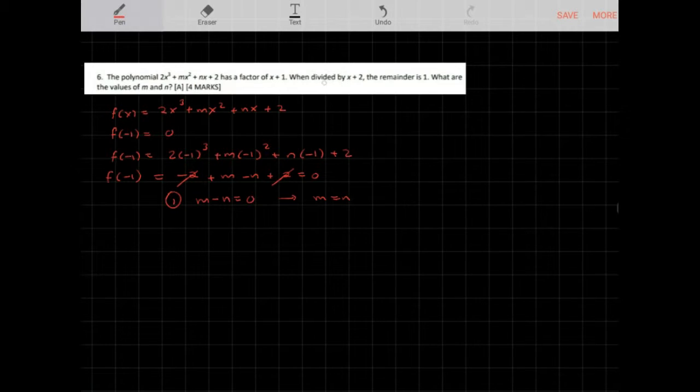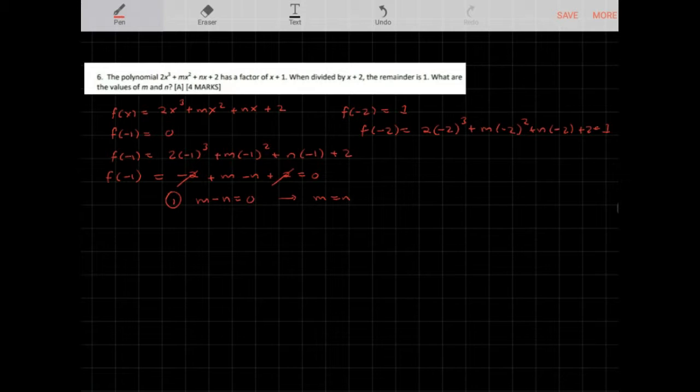We also know that when divided by x plus 2, the remainder is 1. So f of negative 2, according to the remainder theorem, is 1. If I plug in f of negative 2 into the function, you get 2 times negative 2 cubed plus m times negative 2 squared plus n times negative 2 plus 2 is equal to 1.